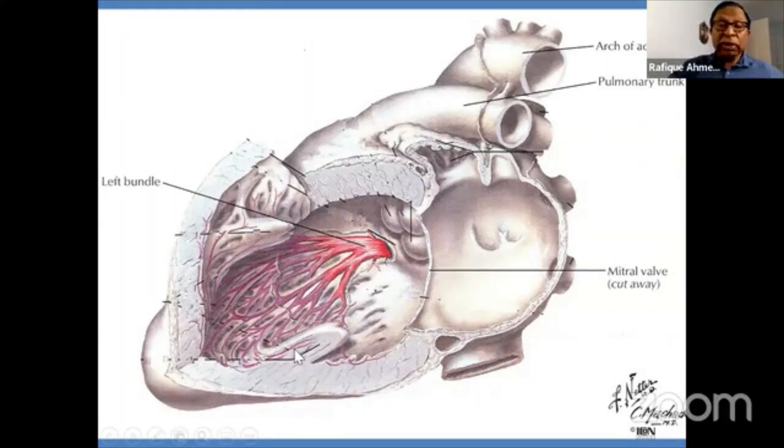In bundle branch block, the impulse partially goes through the bundles. Like if somebody has left bundle branch block, the electricity will go down the right bundle and then through the myocardium into the left ventricle. That's why the left side electrogram will show a wide QRS complex.